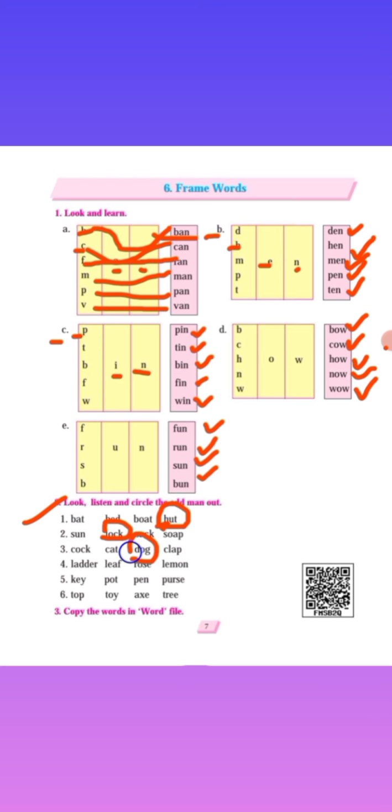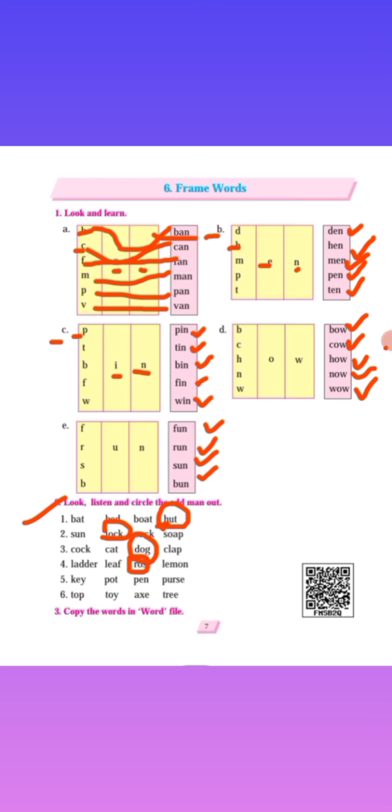Okay, so let us learn about the fourth row words. Ladder, leaf, rose, lemon. We have to circle the odd man out, this word rose, because the first letter is R and in the other words L is the first letter. So we have to circle this word rose.